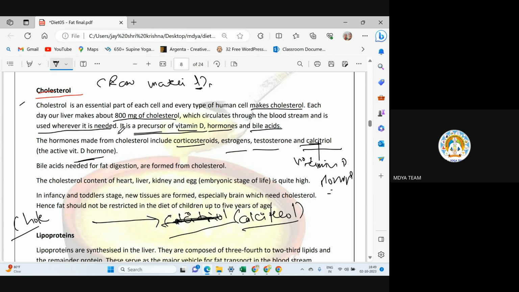So this cholesterol is very important for our body. Cholesterol is needed for production of bile acid, and bile acids in turn are needed for fat digestion. This is all written here. So next is lipoprotein.